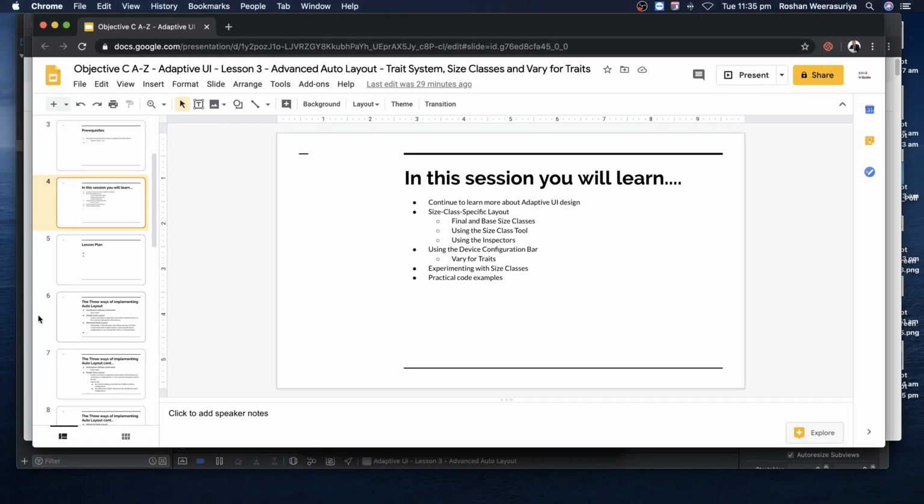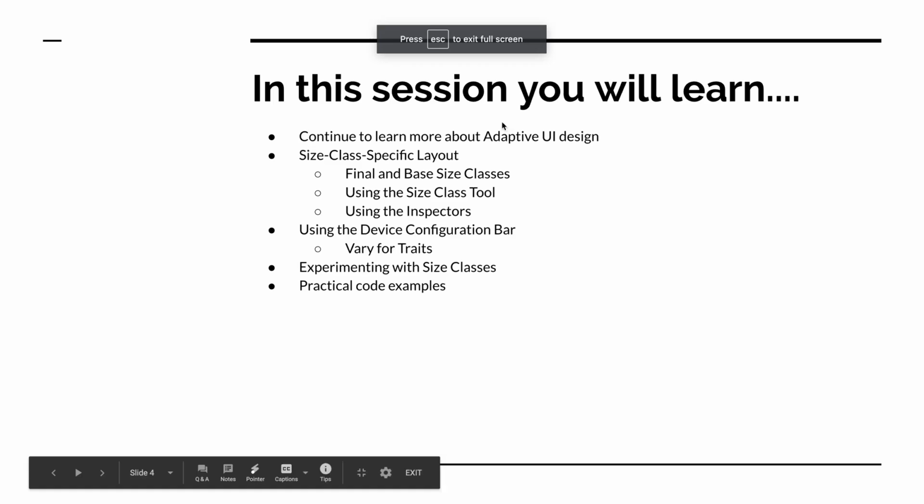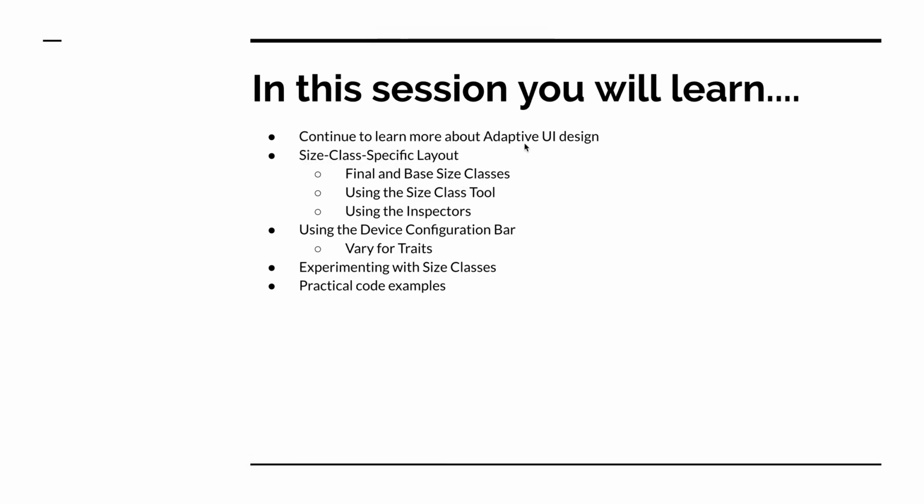So let's do a quick recap now, guys. We said in this lesson you will learn all this. Did you learn? Yes. Awesome. You learned about adaptive UI, size classes, specific layout, final and the base. You learned 9 of them in total, using the size class tool, using inspectors, using the device configuration bar, varying for traits, and experimenting with size classes. Awesome, guys.